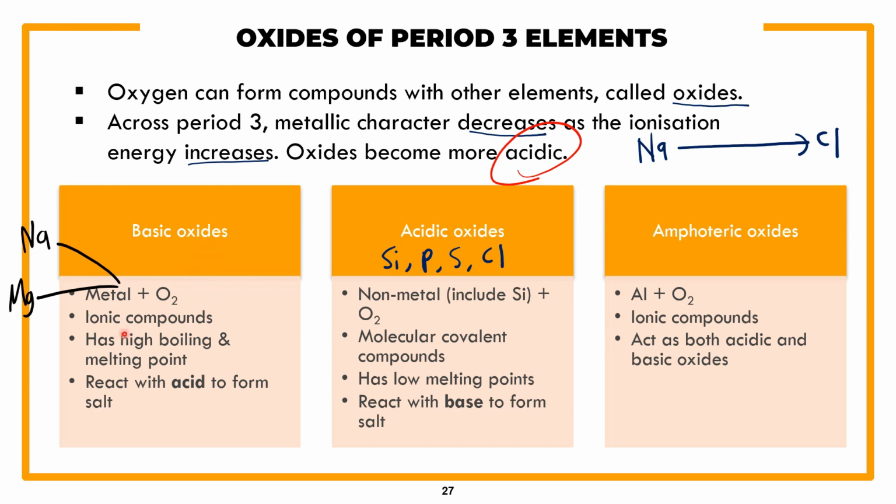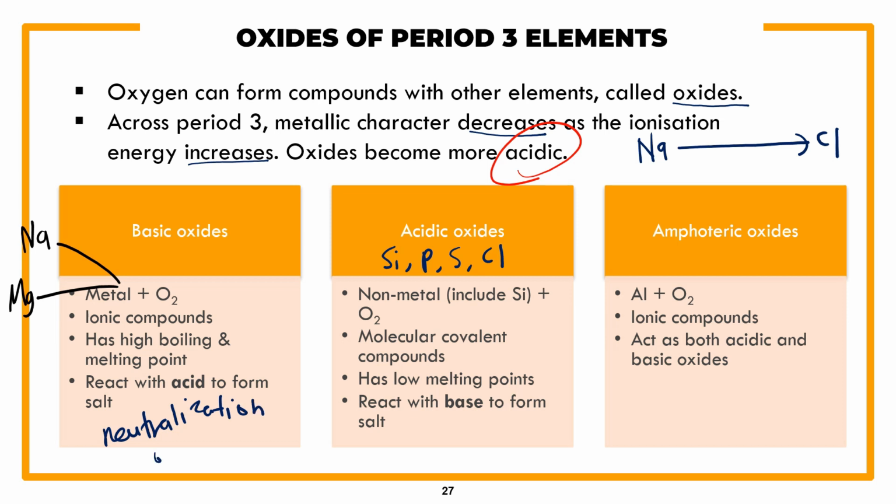Basic oxides are ionic compounds. Amphoteric oxides are also ionic compounds, but acidic oxides exist in the form of molecules, so they are known as molecular covalent compounds. Basic oxides have high melting and boiling points. Acidic oxides have low melting points, and the reaction of basic oxides with acid forms salt. This is actually one of the neutralization reactions.